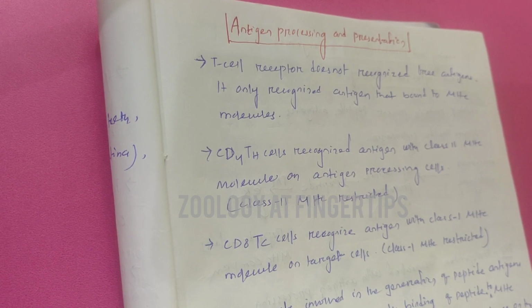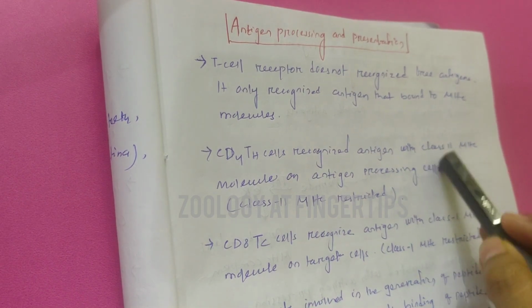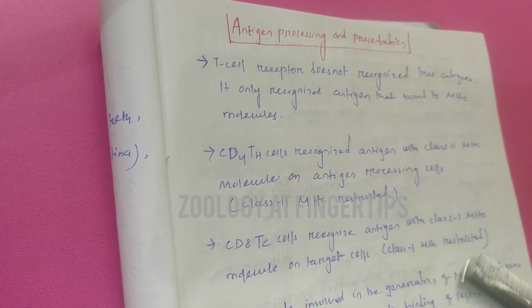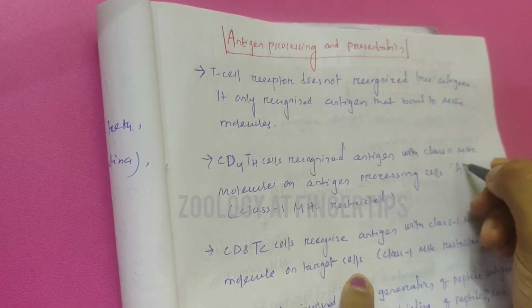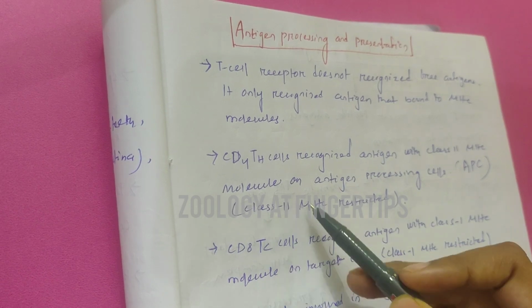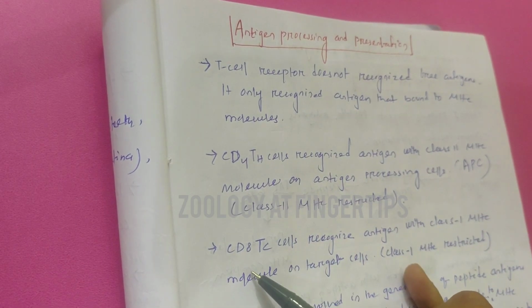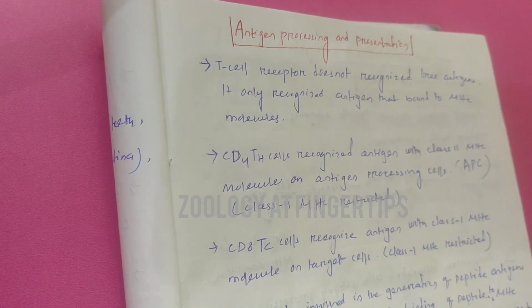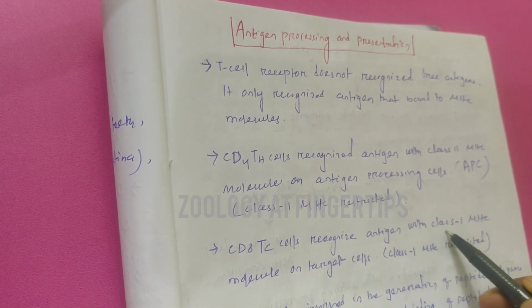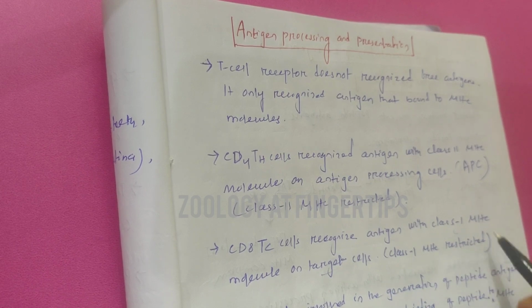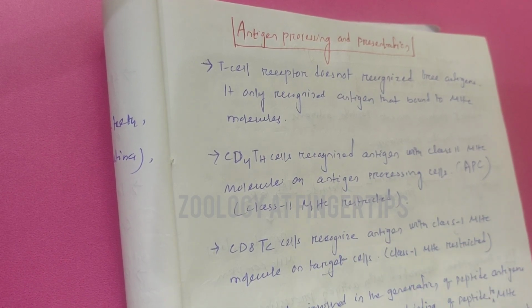Actually, CD4, which is present on the cell surface of helper T cells, recognizes antigen with class 2 MHC molecule on the antigen presenting cell, that is APC. So these antigens are called class 2 MHC restricted. And the CD8 molecule present on the cytotoxic T cell recognizes antigen with class 1 MHC molecule on the target cell. So they are called class 1 MHC restricted. Their processing and presentation is known as class 1 MHC restricted.